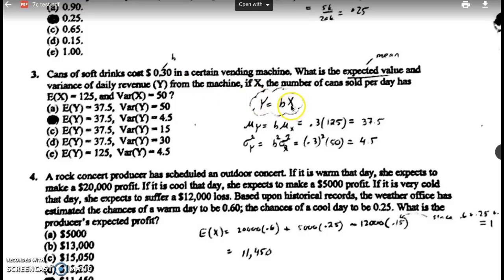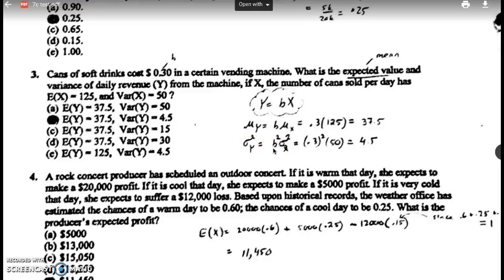So we know the expected value for x and we know the variance for x, but we need to figure out what those things would be for y if they're selling each of those cans for 30 cents. So the first thing I'm going to come up with is that y is b times x. And so to find the mean for y, I have to use the formula, which would tell me that the mean of y is b times the mean of x, which would be 0.3 times the 125, the expected value, which gives me 37.5.